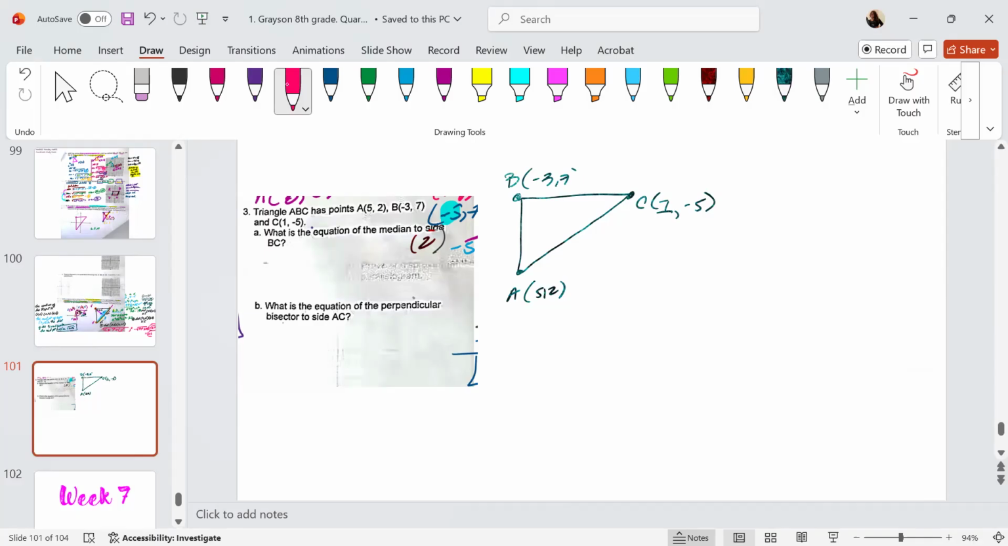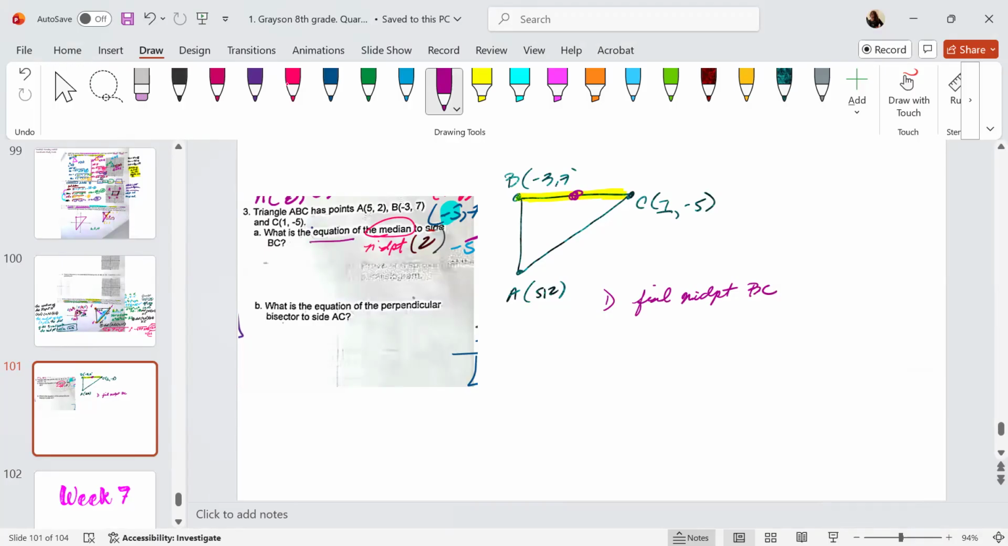Yeah. It does ask me, however, specific things about it. Like, what is the equation of the median? Median means it's in the middle, correct? Yeah. Like the midpoint of BC. So here is BC, correct? Yeah. So the median is going to be a point right there in the middle, right? So first step, find the midpoint of BC, right? Yes.